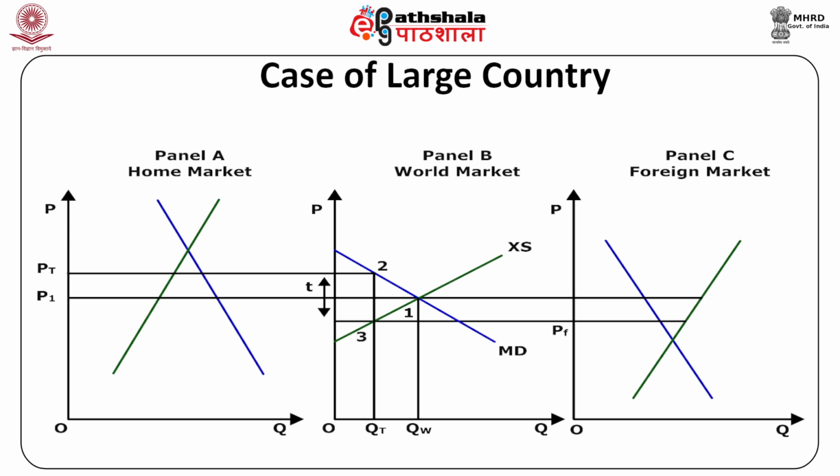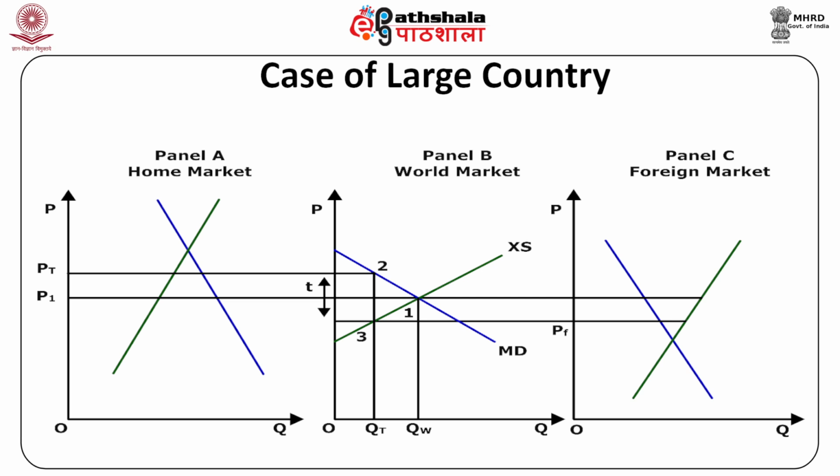When the home country imposes a tariff, it drives a wedge between the prices in the two markets. The tariff raises the price in home to PT and lowers the price in foreign to PF, which is PT minus T. Because of the increase in price, consumers in the home country demand less and home producers supply more, and hence fewer imports are demanded.